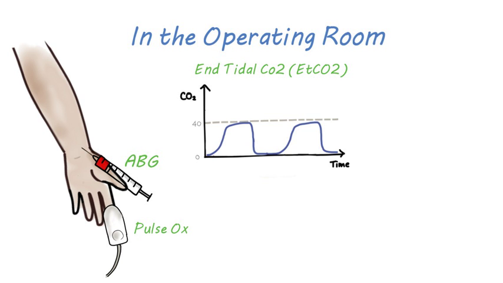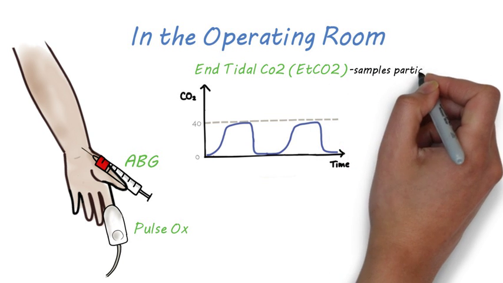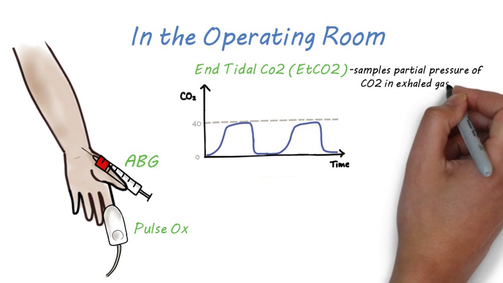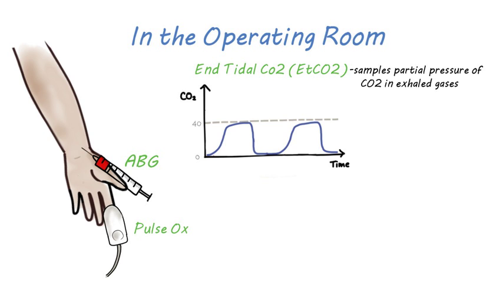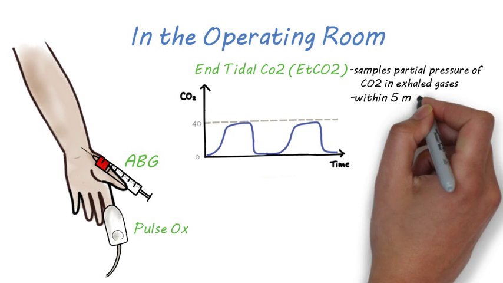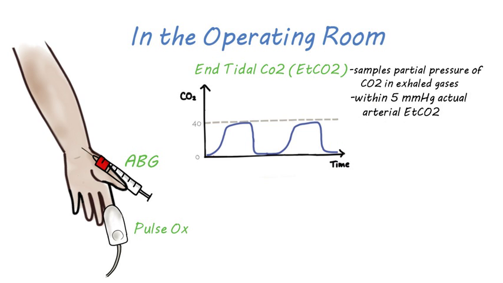End-tidal CO2 works by sampling the partial pressure of carbon dioxide in exhaled gases. Carbon dioxide has a very high diffusion coefficient, and most of the time the end-tidal CO2 should be within 5 millimeters of mercury of the actual arterial CO2.